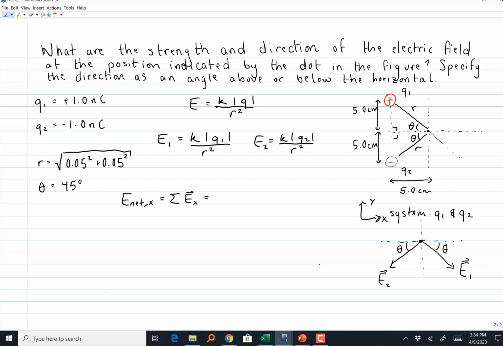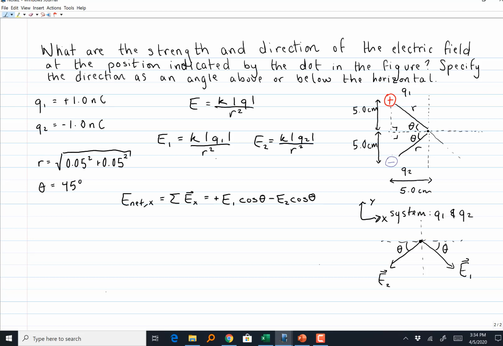And so that is going to be a positive electric field from Q1, right? Positive because it's directed to the right, times the cosine of theta, because I'm looking for that adjacent component to get the x component. And then I'm going to subtract from that the electric field from Q2 times the cosine of theta.